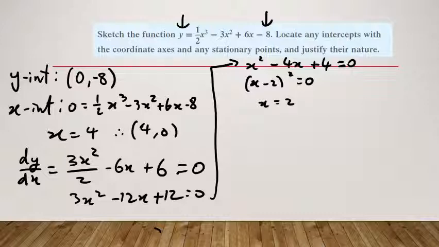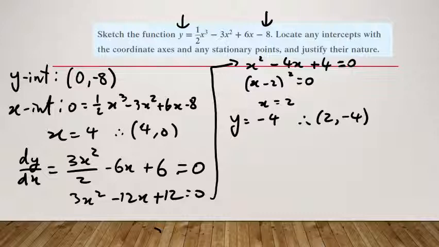Then, once we've found the x coordinate, we need to, following this in order, locate any intercepts with the coordinate axes. So that means find it first. So we'll swap this back into y. And then I found this before, which is 4, wasn't it? Anyone remember? Yeah, I think it's negative 4. So (2, -4).